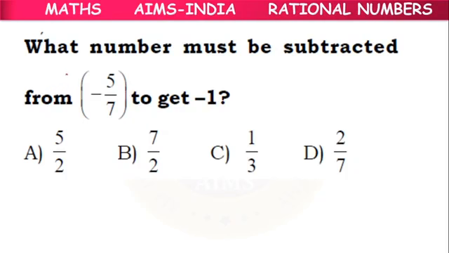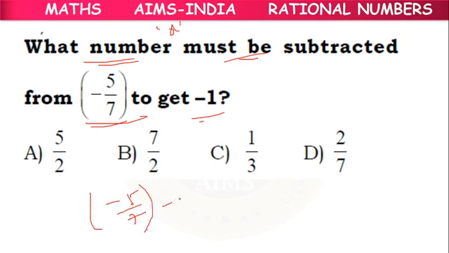Next, children. What number must be subtracted from minus 5 by 7 to get minus 1? Let it be x. From minus 5 by 7, we have to subtract a number so that we will get minus 1. Because we want to find positive x, x will go to the right hand side, and minus 1 will come to this side.